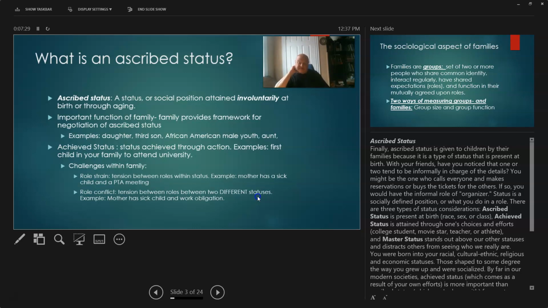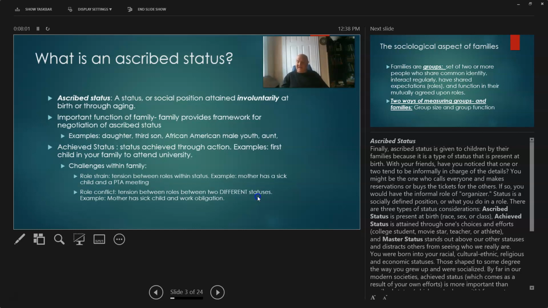There are three types of status considerations. We have ascribed statuses. They're present at birth: race, sex, social class, and then age, ability or disability. Some would argue sexuality. An achieved status is attained through one's choices and efforts. You're a college student. You're a teacher. You are a worker, okay?